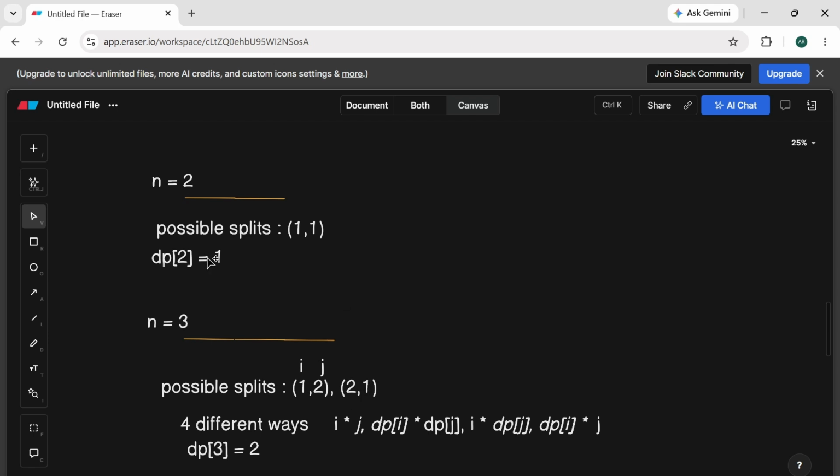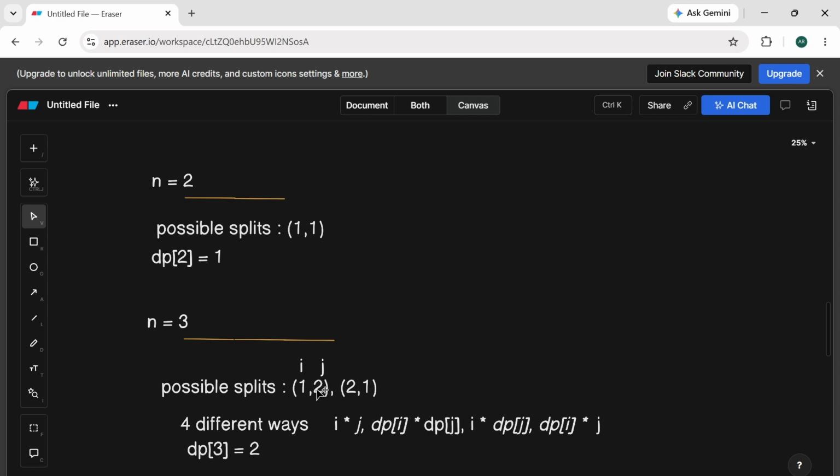But only using the answers from previous computations is not enough. We need to do something extra. Now what is that extra thing? I'll explain. There are different ways. One way is to just split it. I have split at point 1, which means there is a length of 1 and another of length 2. So this is my split.